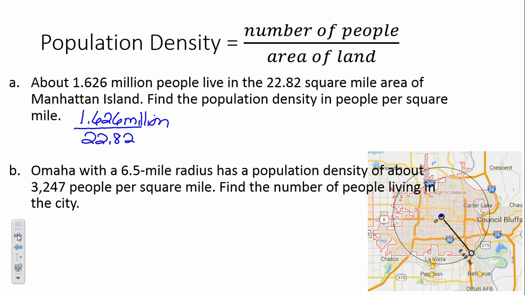Okay. So, great question. How many zeros are there in a million? 6. So what is this going to look like with the zeros added in? So it will be 1,626,000 people, right? We abbreviate this because it's easier to do that on a website or in a book or in a newspaper, okay? So 1,626,000 people divided by 22.82 square miles in that island, thank you. What do we get when we divide it out?